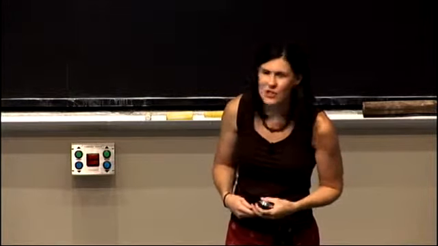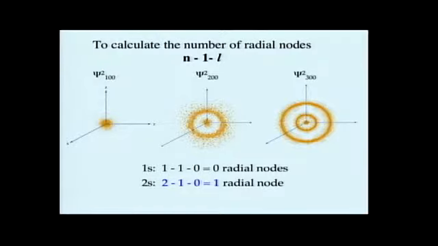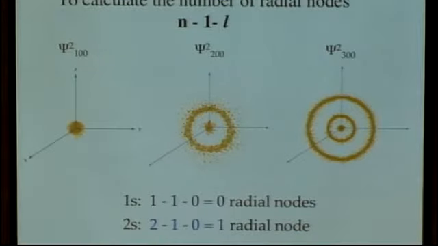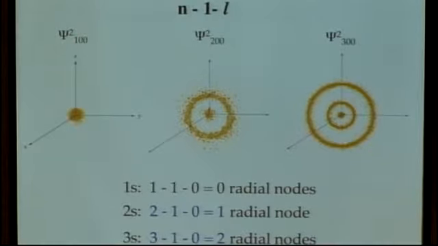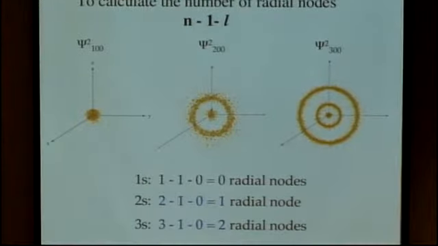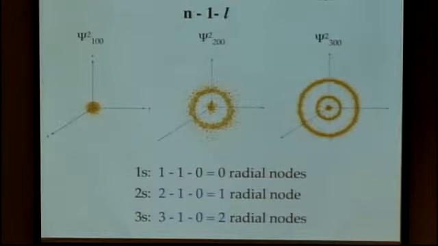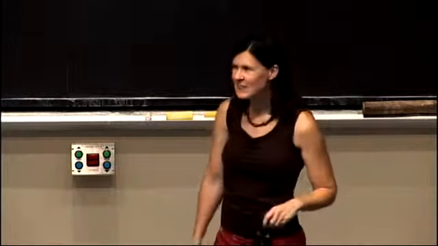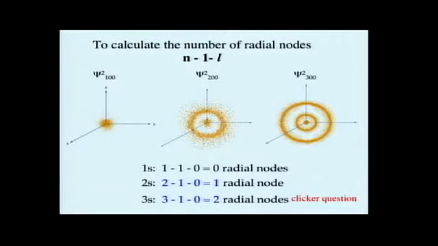If we try this for the 2s, we have 2 minus 1 minus 0. So what we should expect to see is one radial node, and that is what we see here in the probability density plot. And then if we think about the 3s, we want to start with 3. We subtract 1. Again, L is equal to 0, so minus 0, and we have 2 radial nodes. So this should be pretty straightforward. Let's see if we can get close to 100% on this one, which is how many radial nodes does a 4p orbital have?